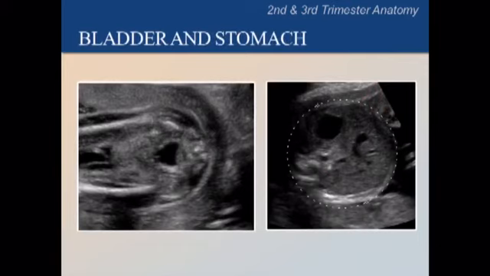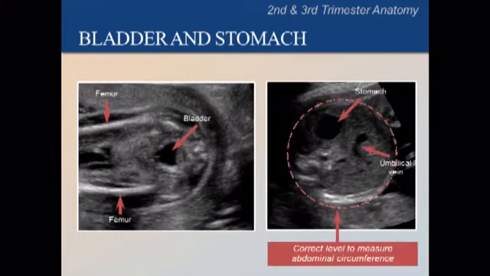Here are the transverse views of the bladder and the stomach. The bladder is low near the legs. Here we show the bladder and the femur bones in the thigh. The stomach is high near the umbilical vein. When the stomach and umbilical vein are imaged in cross-section, and the umbilical vein has this curved shape, this is the correct level to measure the abdominal circumference to determine gestational age. We will talk more about this in the next lesson.